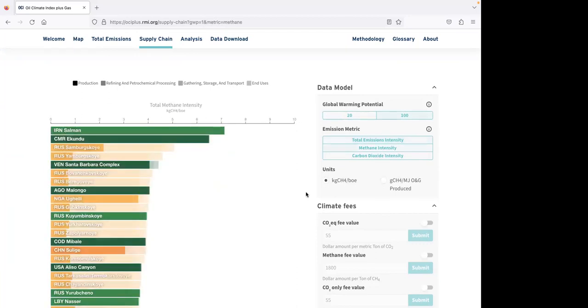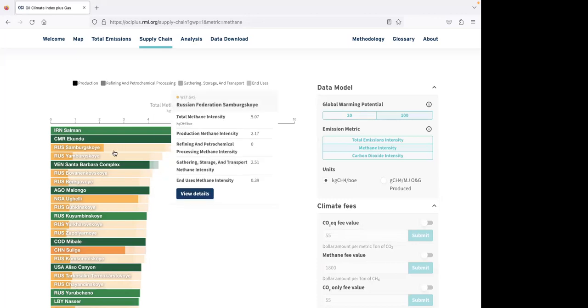When users click on the methane intensity button, the length of each bar shows the methane intensity in kilogram methane per BOE. A lot of the gas resources jump to the top. This simple switch visualizes how different near-term climate targets are for reducing methane versus carbon dioxide.